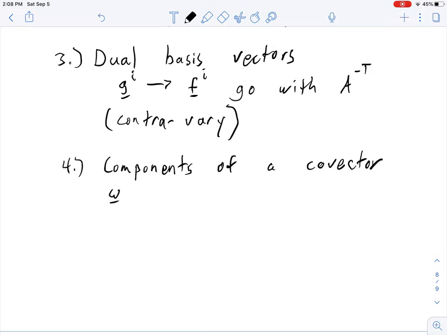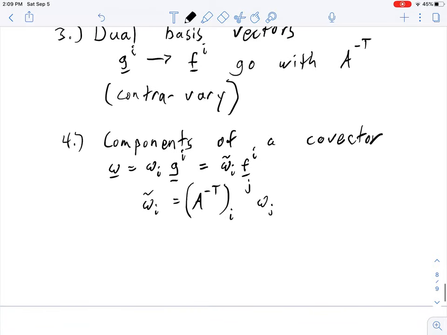We'll say the covector omega is equal to omega_i G^i, the dual basis, and we'll say that is equal to omega tilde_i F^i. Well, omega tilde_i is equal to A inverse transpose_ij omega_j. Excuse me, no, it's not. That's just A. Duh. You'll be able to show that. Let's erase that though.